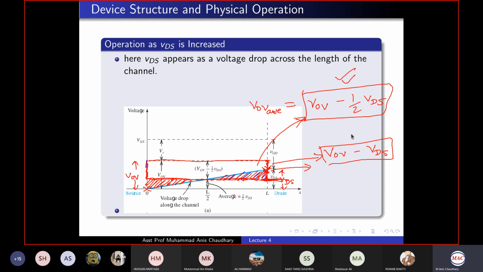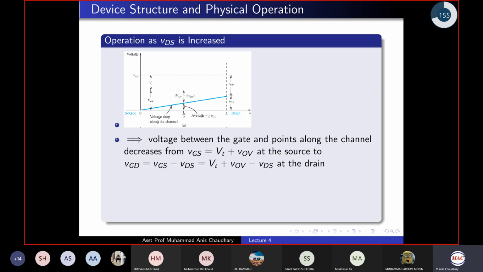Yes, sir. सो अब आपके पास ये एवरेज वैल्यू आ गई है। Now we can repeat the same procedure, we just have to substitute this new average value. So the procedure is still the same as before. उसी तरह ड्रिफ्ट करंट की एक्सप्रेशन लिखते हैं ड्रिफ्ट वेलोसिटी और चार्ज की टर्म्स में, और जहाँ पर पहले हमने सिंपल VOV सब्सटीट्यूट किया था, उसकी जगह अब आपने VOV माइनस हाफ VDS सब्सटीट्यूट करना है। So let's make this substitution and get the final expression.